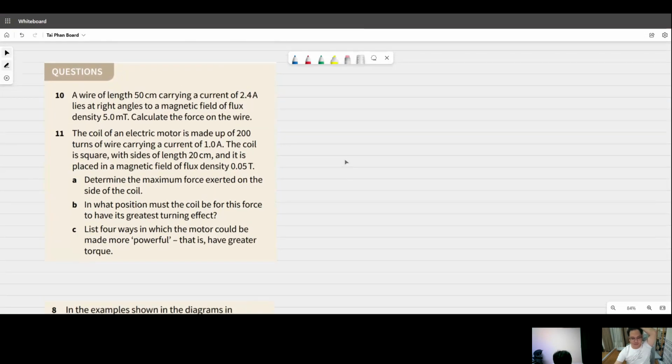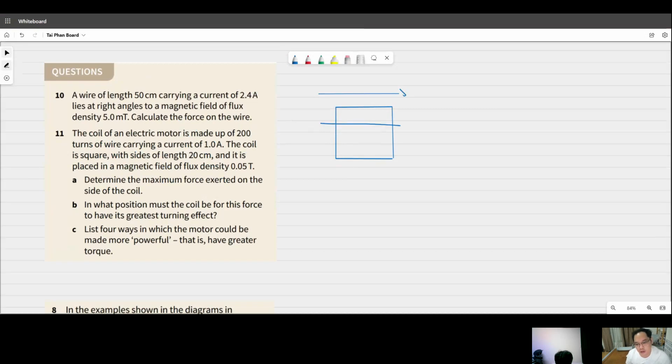I'm not sure about the last question. Question 11. The coil of an electric motor is made of 200 turns of wire carrying current. The coil is square with side 20 centimeters, and it is placed in a magnetic field. Find the force exerted on the side of the coil. Okay, it is a rectangle frame placed in a magnetic field, so two sides of the frame could be in the same direction as the field. Okay, uniform field.